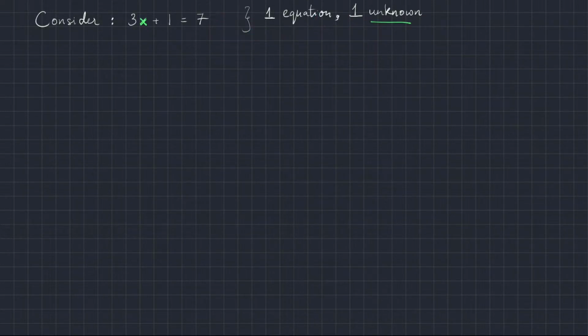Consider the following equation: 3x plus 1 equals 7. This is a linear equation in one unknown. What is the unknown? The unknown is x. From elementary algebra, we should know how to solve this equation. For instance, if we subtract 1 from both sides, we get 3x equals 6. And now dividing both sides by 3, we should get x equals 2.